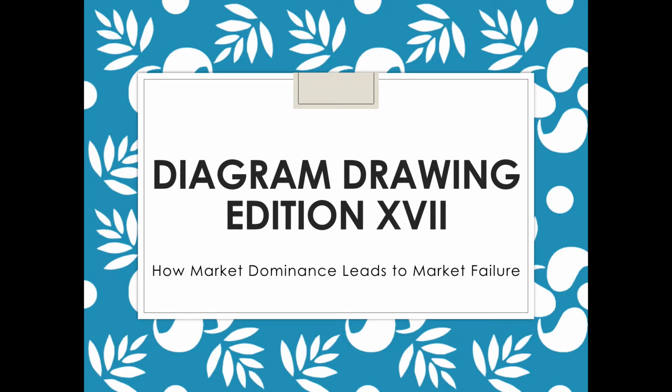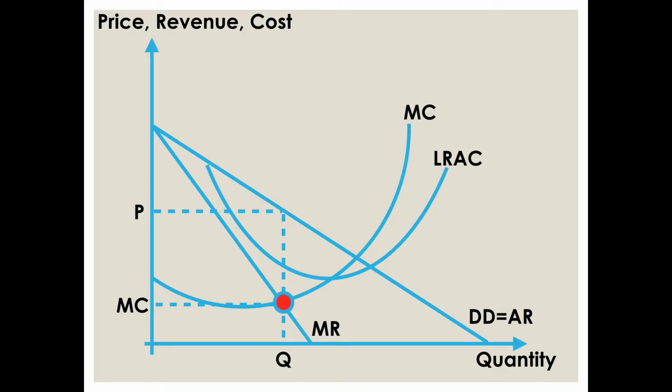Hi guys, welcome back. This is a continuation of my previous video on allocative efficiency. If you remember in our previous episode, this was where we left off, where we showed that firms with market dominance are allocatively inefficient because they're producing at a quantity Q where P is bigger than MC. In this episode, we will show how these firms actually cause market failure. In other words, allocative inefficiency actually leads to market failure.